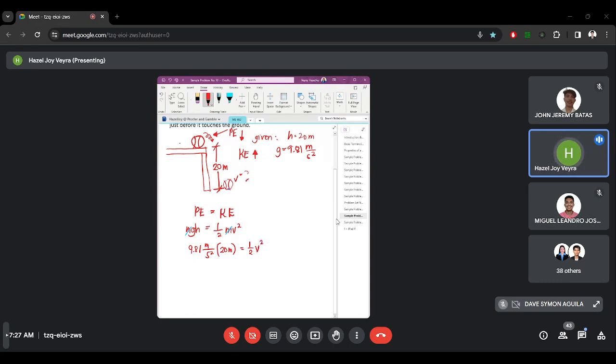So, we only have one unknown and we already have one equation. So, we will be able to solve for the value of velocity. So, 9.81 times 20, what's the answer? Do you have your calculators with you? 196.2 po.